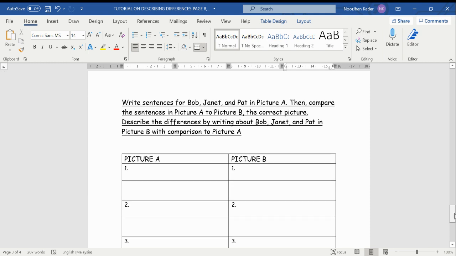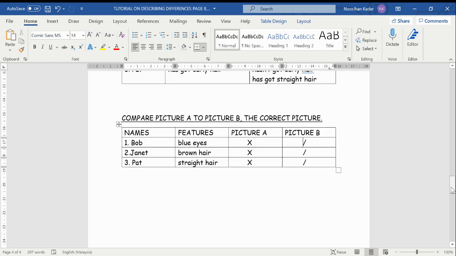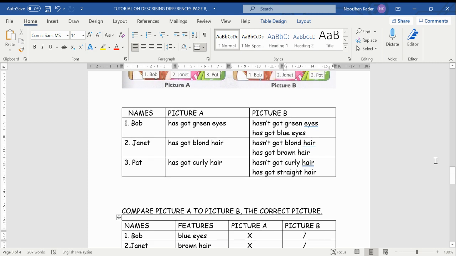So the last one, write sentences for Bob, Janet, and Pat in picture A. Then compare the sentences in picture A to picture B, the correct picture. The correct picture meaning picture B is the correct picture. Describe the differences by writing about Bob, Janet, and Pat in picture B with comparison to picture A. So we have actually done it. We have already done it here.